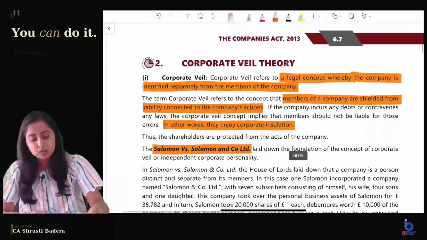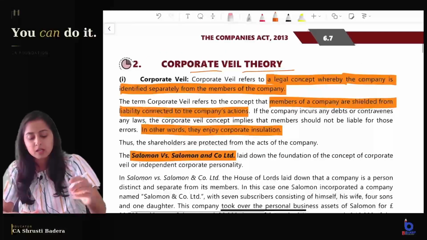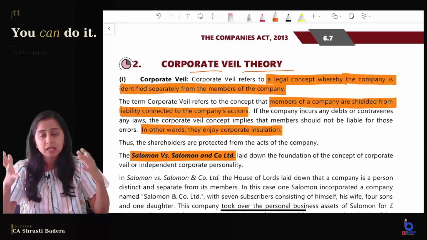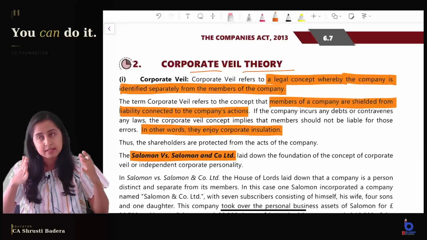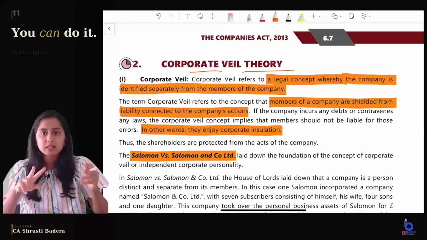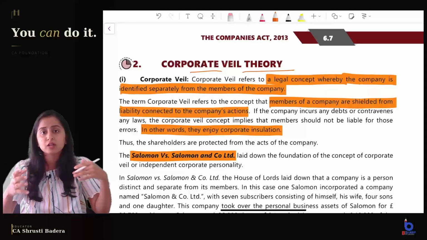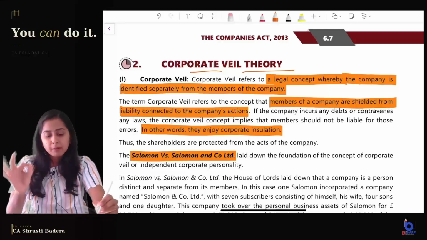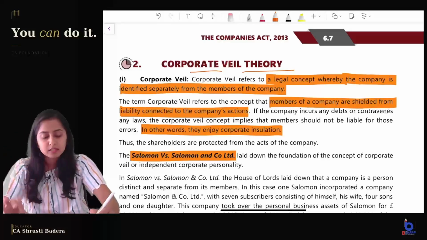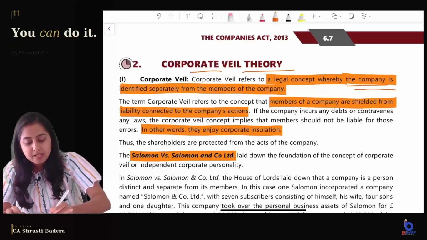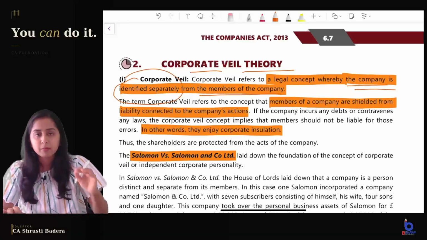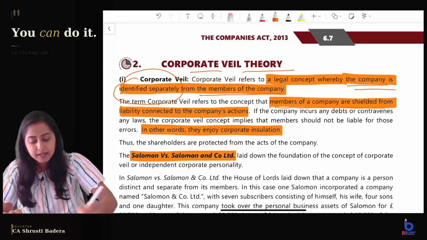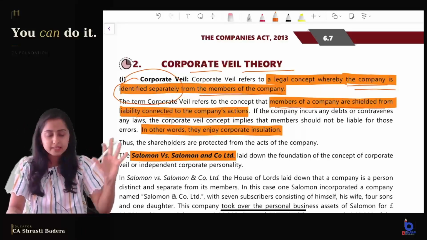Now coming to the theory of corporate veil. Whenever there is a question on separate legal entity or artificial legal person, separate legal entity and corporate veil theory, there can be a combined question based on different case laws. Firstly, we need to understand what the corporate veil is. Remember the keywords. It is a legal concept whereby the company is identified separately from the members of the company. In other words, members are shielded from the liability connected to the company's actions.